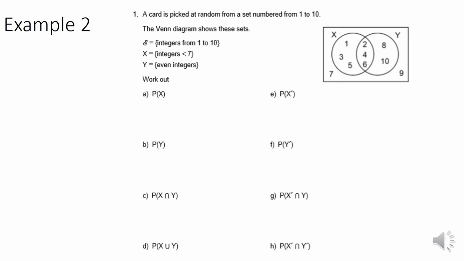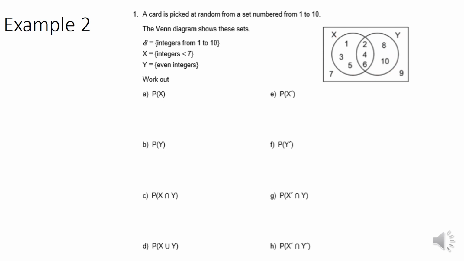So going on to G now. P of not X intersection Y. So not X is any section that isn't in the X circle. And we're looking for where that intersects with Y. So that is anything in the Y circle. So we've just got 8 and 10. So that is 2 out of 10, or 1/5. Okay, going to skip on to the next slide again so I can shade.